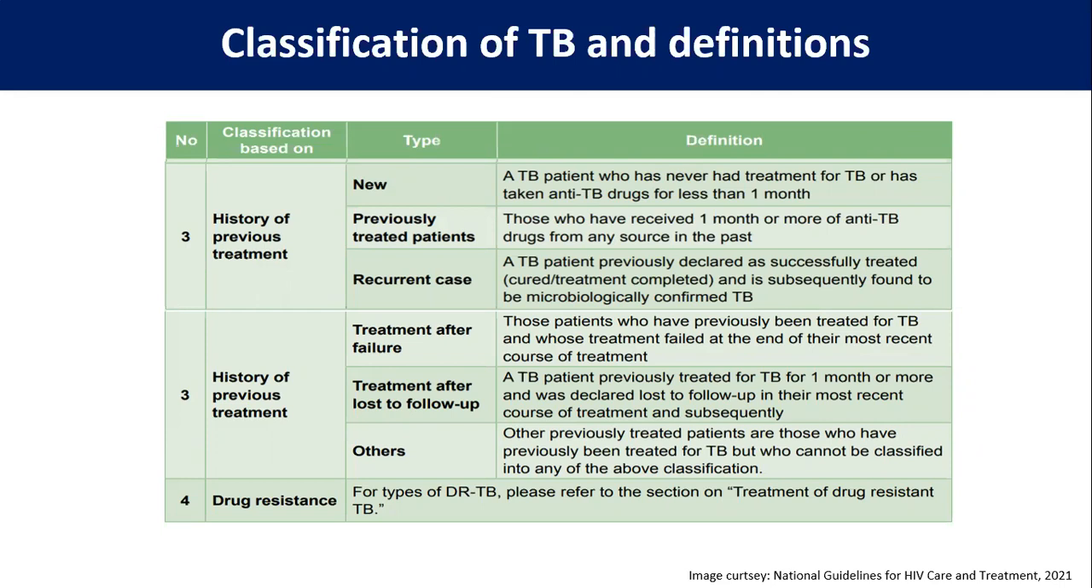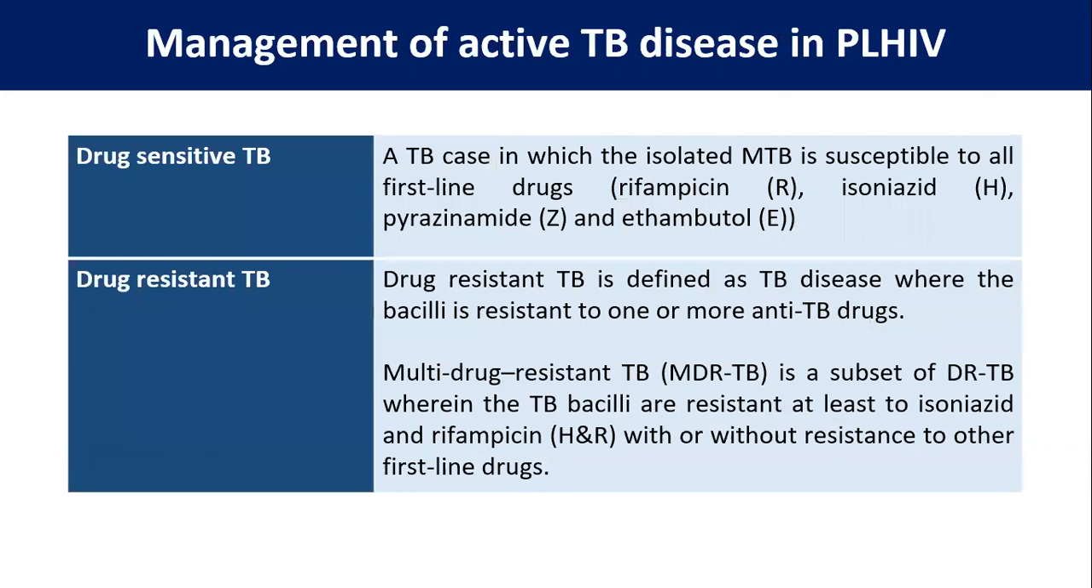Treatment after loss to follow-up is any patient who did not come for pill pickup for more than 1 month. Now, on the basis of sensitivity to ATT, tuberculosis can be classified into drug-resistant tuberculosis or drug-sensitive tuberculosis. Drug-sensitive means that the tuberculosis is sensitive to first-line ATT, that is rifampicin, isoniazid, pyrazinamide, and ethambutol. And drug-resistant TB means the TB bacilli is resistant to one or more of the anti-TB drugs.